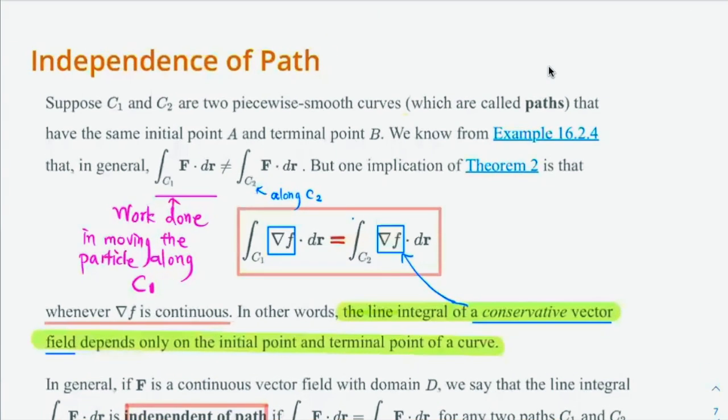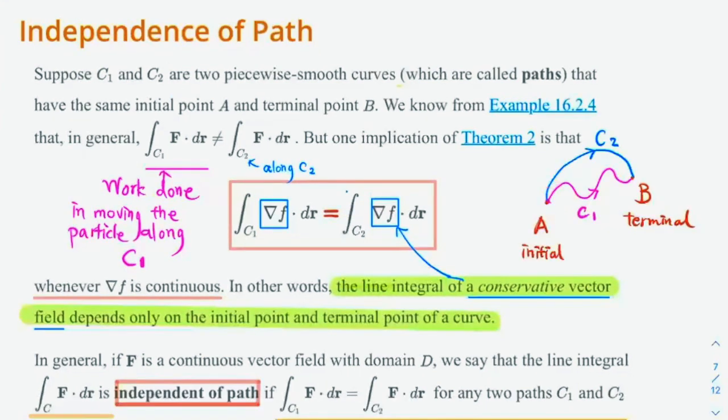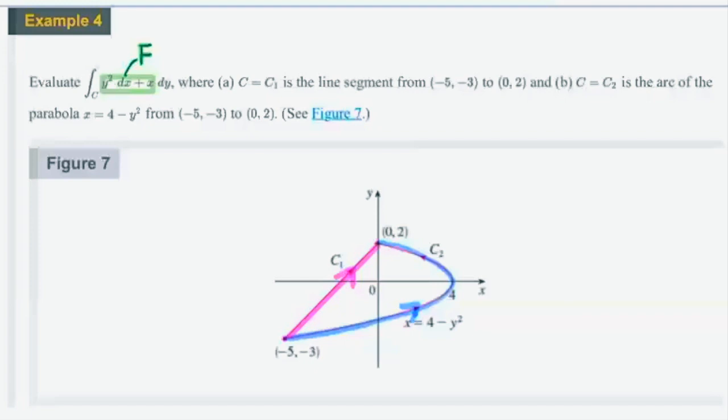Suppose we have two piecewise smooth curves, C1 and C2, and we call them paths. They have the same initial point A and the same terminal point B. From an example we have done before, we know that in general the integral over the curve C1 and the integral over the curve C2 are not equal. For example, in 16.2, example 4, we integrate this function f along these curves C1 and C2. C1 and C2 have the same initial point and terminal point.